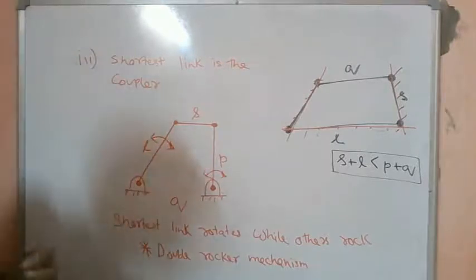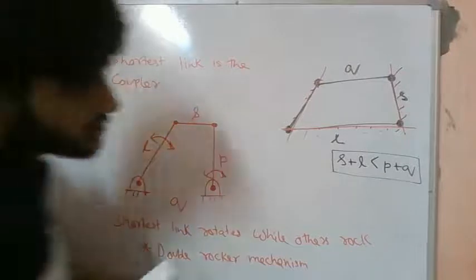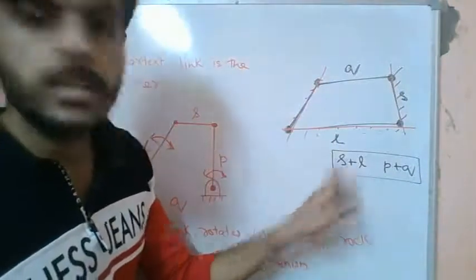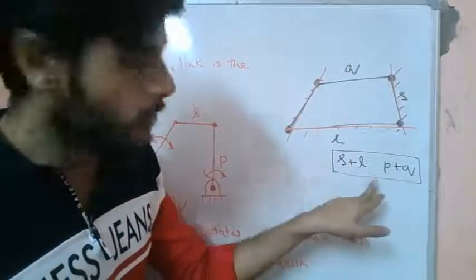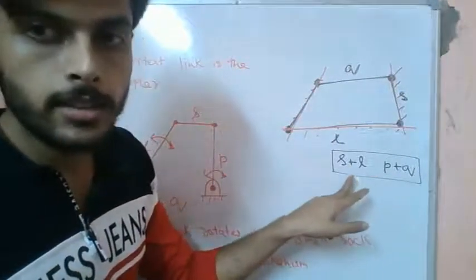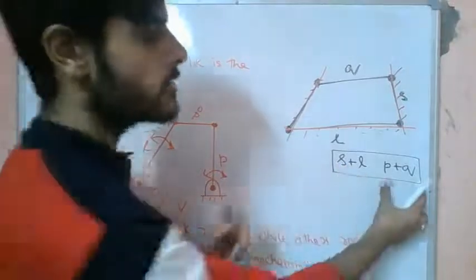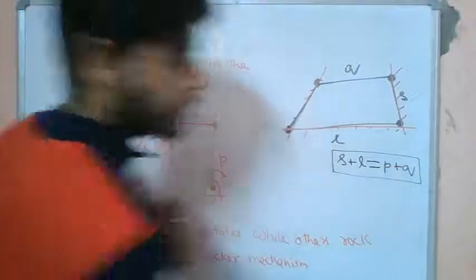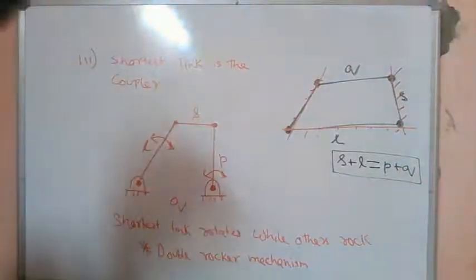Now let's move on to the non-Grashof chain or the transition chain. What if we have an equality over here? A Grashof chain is something which will have a less than sign. So till now we have checked only for the less than sign, right? Shortest link plus longest link is less than the sum of the other two links. Now let's say we have an equality. If we have an equality, then what happens?